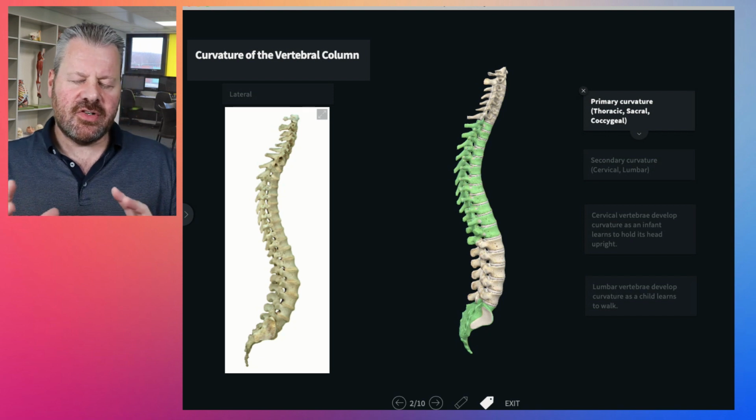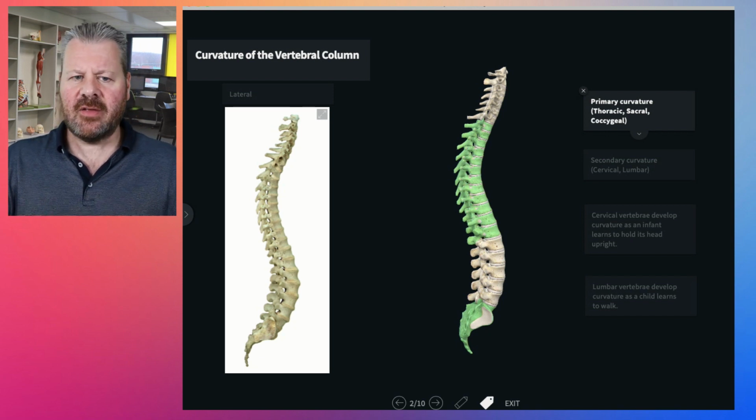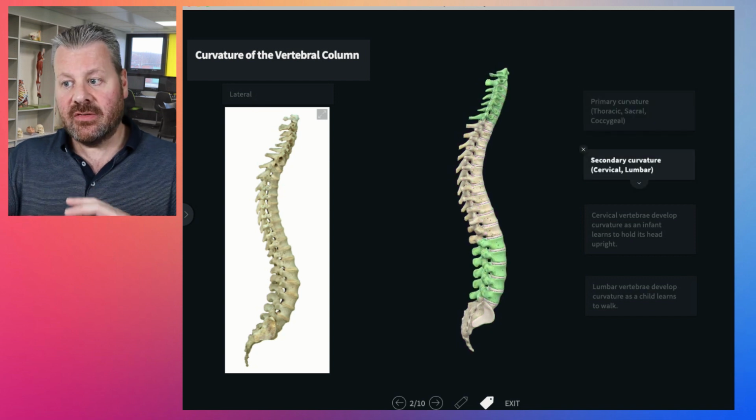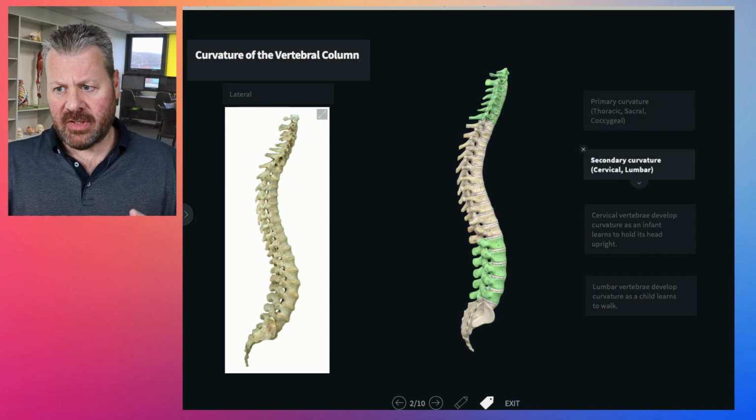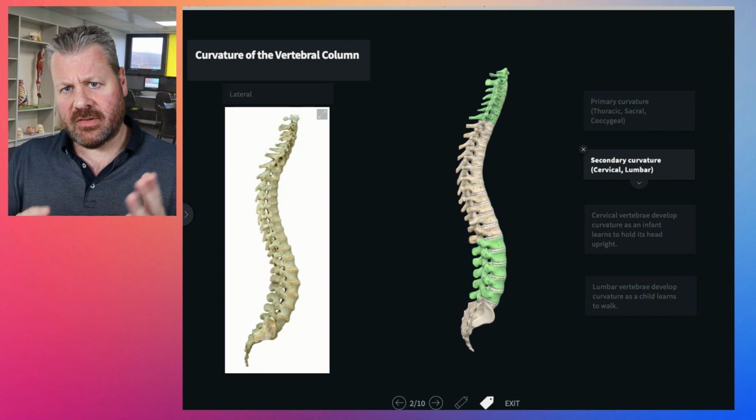Sometimes that's misconstrued as a sort of negative thing, a pathology, but in fact, kyphosis is normal. It's when kyphosis becomes a problem that it develops into a pathology where a spine is over-kyphotic or over-lordotic. And that leads us on to the secondary curve, which is the cervical and the lumbar curves, which you can see curve the other way.